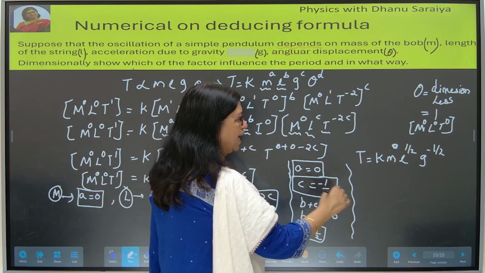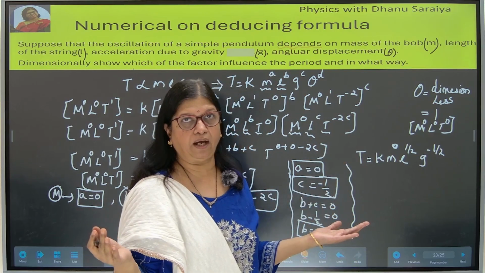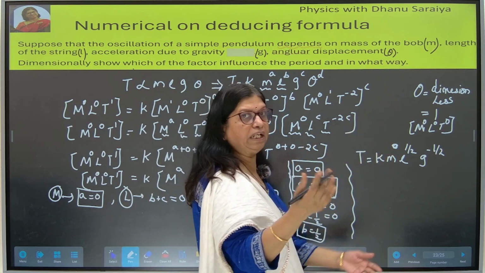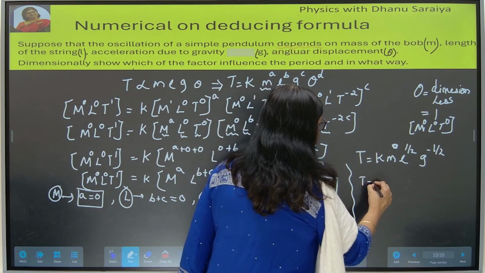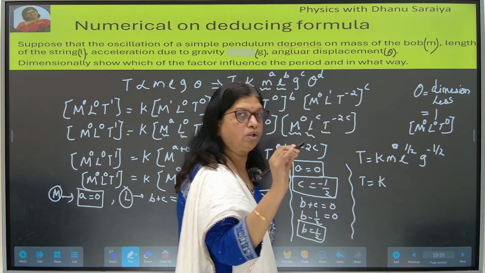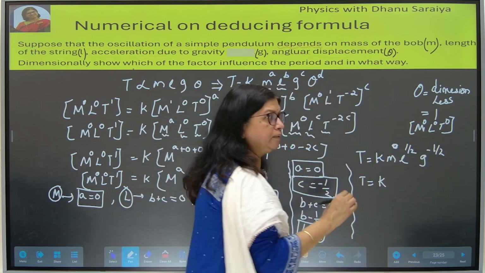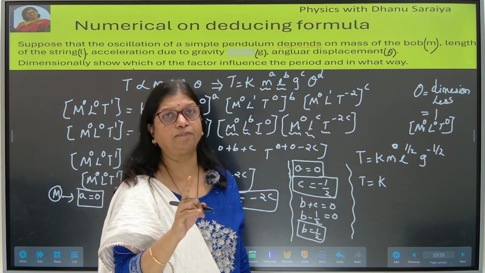Okay. So now like this I cannot leave the formula. I have to put it in a proper format. Now what is M raised to 0? 1. So I need not write it. So T is equal to K, the constant. Constant is dimensionless. And both are having the power as half.